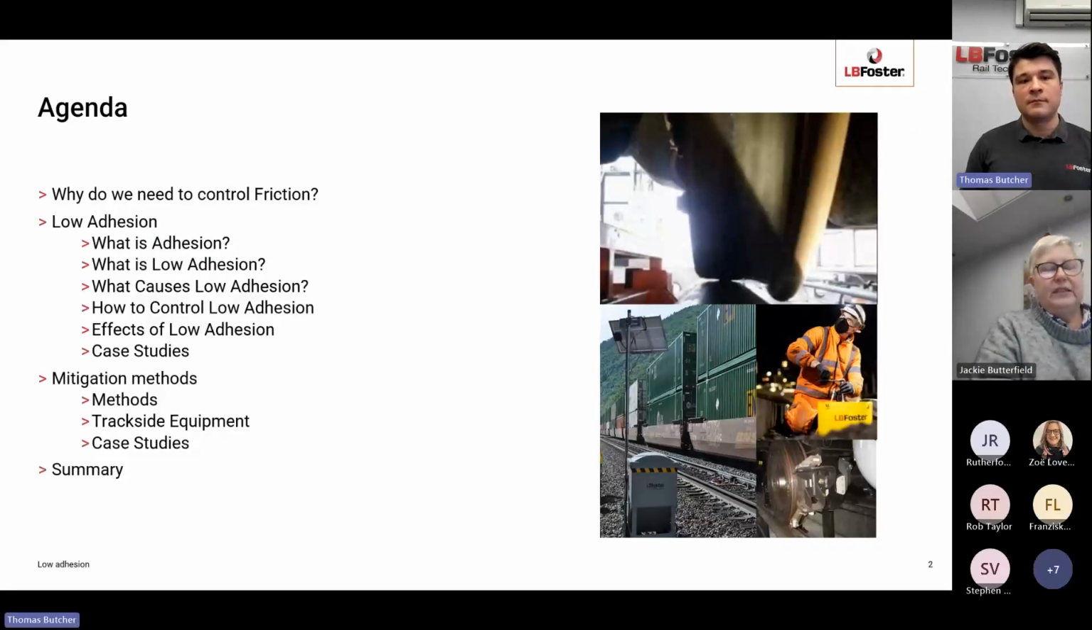So the agenda for today, as always with these webinars, we're going to start off with just a recap on why do we need to control friction in the wheel rail interface. And then Tom will go through the low adhesion issues. What is adhesion to start with, defining that. What is low adhesion, what causes it, how to control it. Some case studies on the impacts of low adhesion, and then go on to mitigation methods, including equipment and consumables, and then finish up with some case studies and a summary.